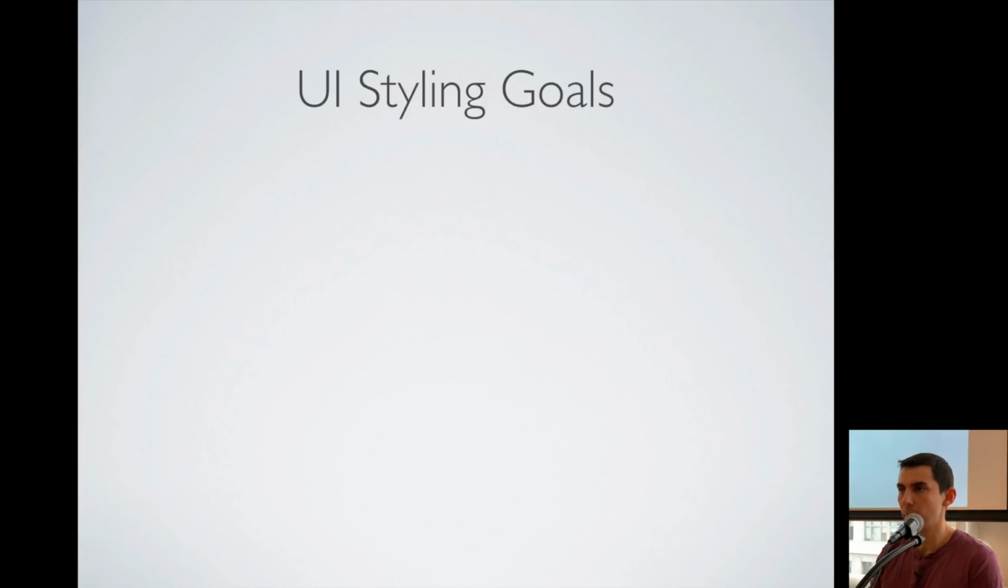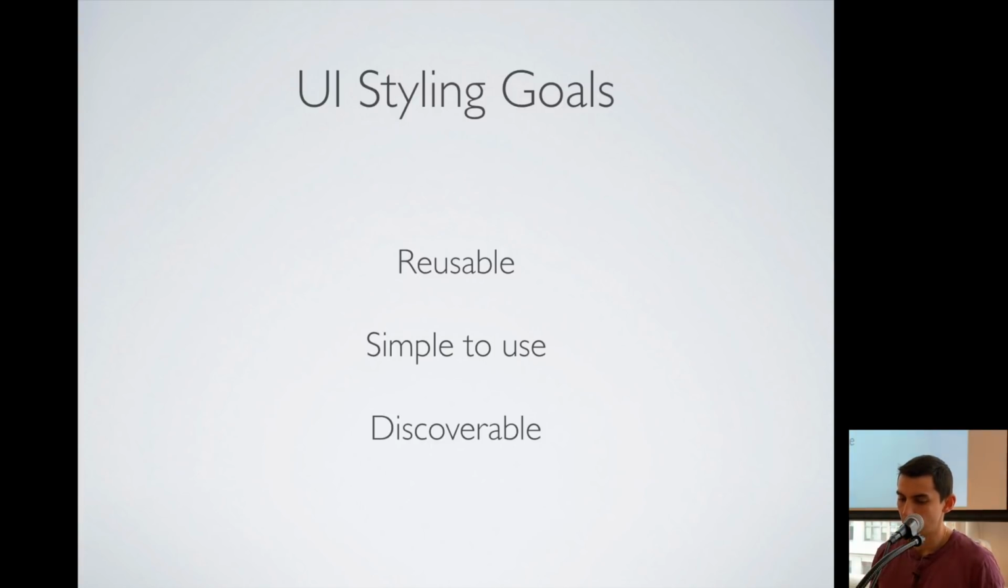And so talking about UI styling, there are a few goals that come to mind. We want the styling to be reusable, so you want to have a consistent style throughout your app. You want the styling to be simple to use, so flexible if you need to change a style, and also not a headache to pick up and understand how to apply a style to a particular view. And then the last one is you want it to be discoverable. So you want to be able to easily find where the styles live, and you don't want it to be sprinkled throughout your app.